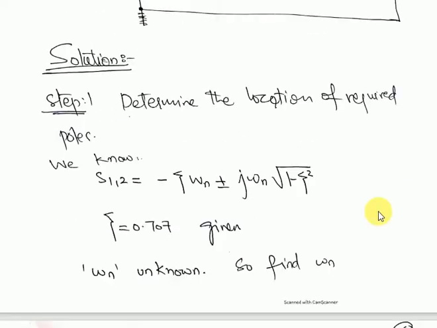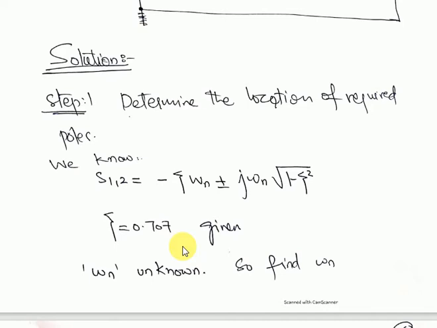So step 1 is to determine the location of the required poles. Okay, students, we need a dominant pole. This is the first step. We need to find two poles. So we know this is the equation to find poles. Why are we using this equation? Because we have been given zeta and tau. So with the help of the given data, we can find the poles.